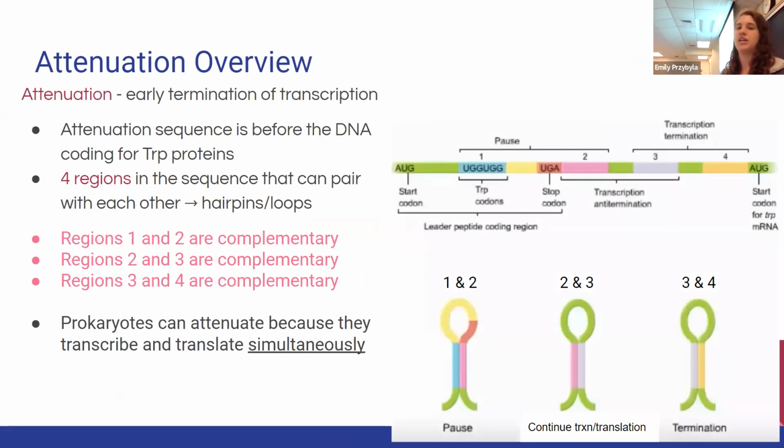So attenuation is early termination of transcription. Attenuation happens when we start to make tryptophan and then we realize that we don't want to waste the effort to continue to make it because we have enough. So the attenuation sequence is before the DNA that actually codes for tryptophan. So it's before any of the genes. And there's four regions, 1, 2, 3, and 4. 1 and 2 are complementary, 3 and 4 are complementary, and 2 and 3 are also complementary.